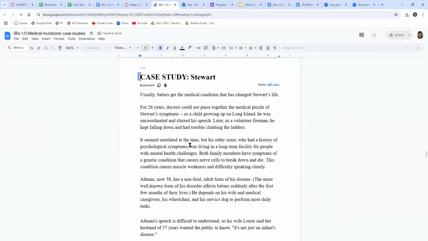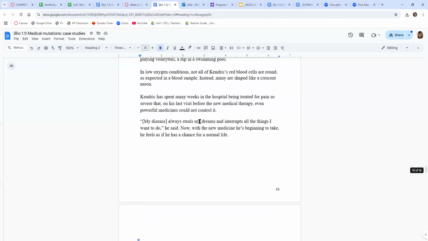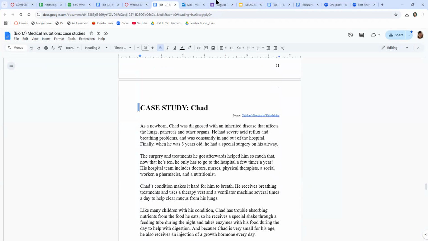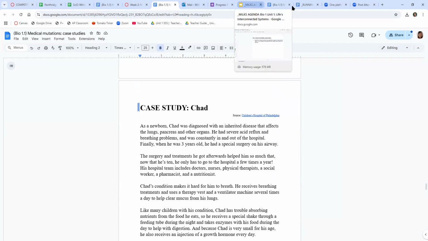If you wait, it's going to zoom down to Stuart so you can read through his. And then the other case studies are down here. So there's Kendrick, there's Kim and Aaron, and there's Chad. So you can pick any one of them. You can pick a name you like the best, however you pick is going to be an okay way to do it.